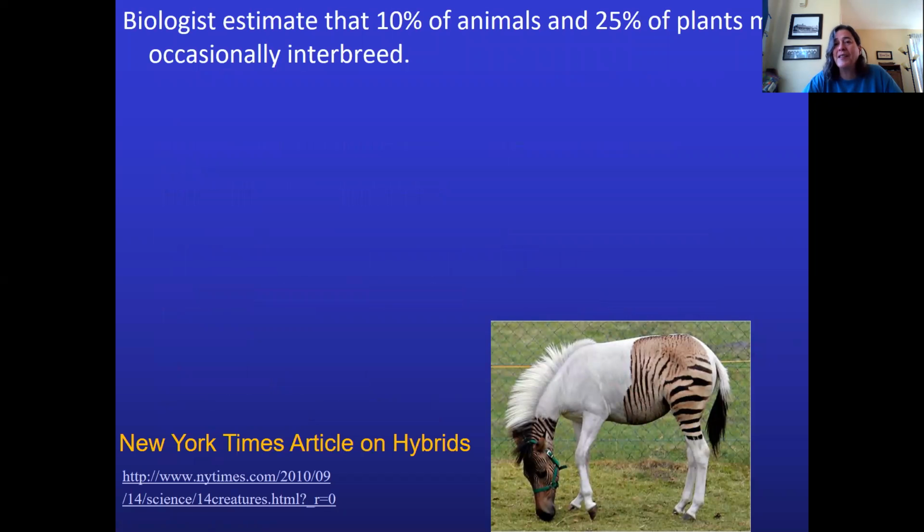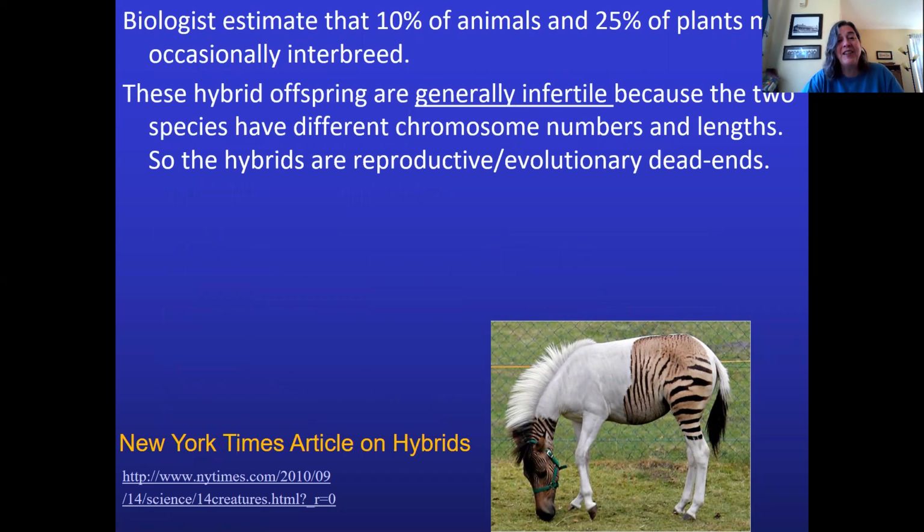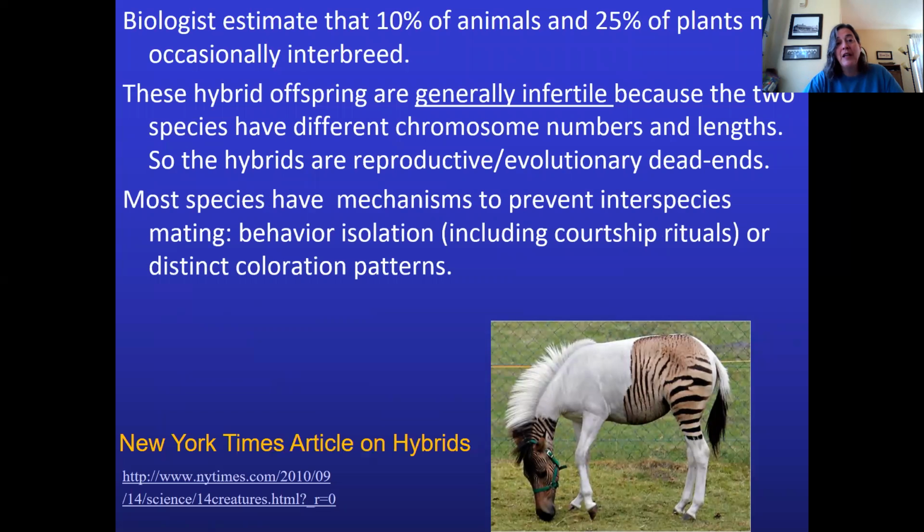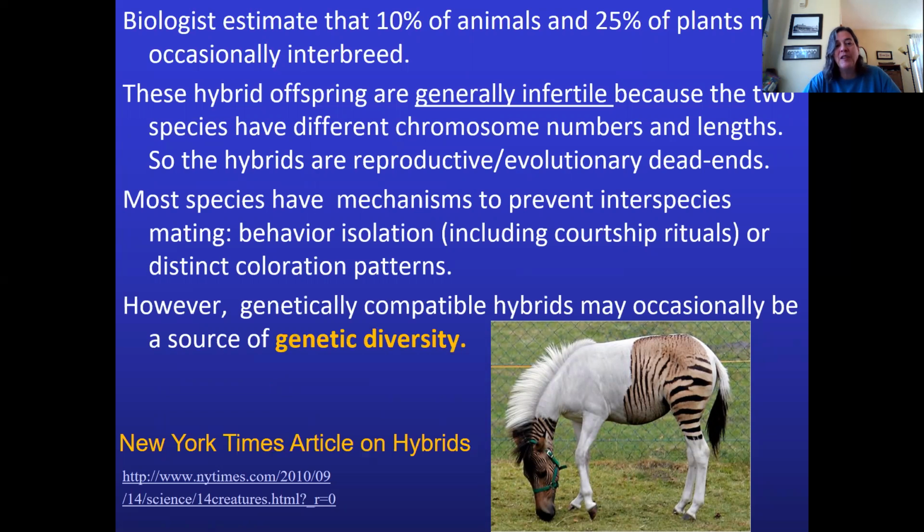It turns out that this is actually more common than I ever knew when I was first getting into teaching AP Environmental Science. While this happens, most of these are going to be evolutionary dead ends, because the chromosomes don't line up completely, and so the ability of those genes to get passed on to the next generation is just not there. A lot of species do have mechanisms in place to prevent this interbreeding. I'll let you read the slide for yourself. But occasionally this might actually be a source of a new species.